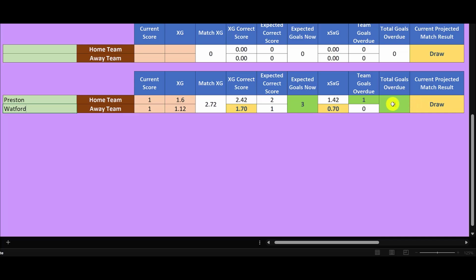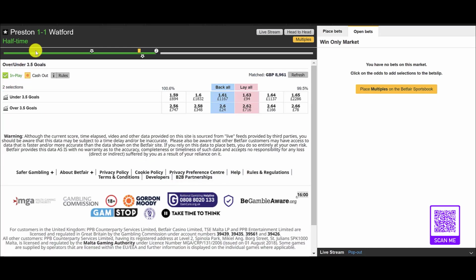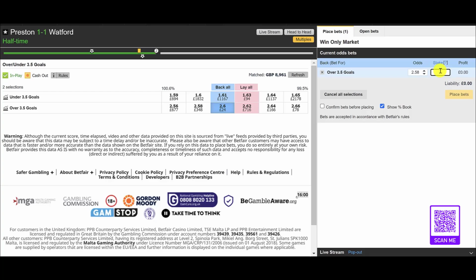But we've got 2 goals overdue on this one at the moment, okay? So 2 goals scored so far, but should have been 2 goals more at least in that first half. So there's still 45 minutes left to go. So 2 goals overdue means we're going to go on the over 3.5 market, and it's a pretty decent price as well to start with.